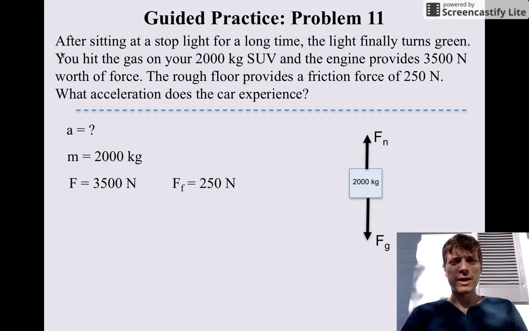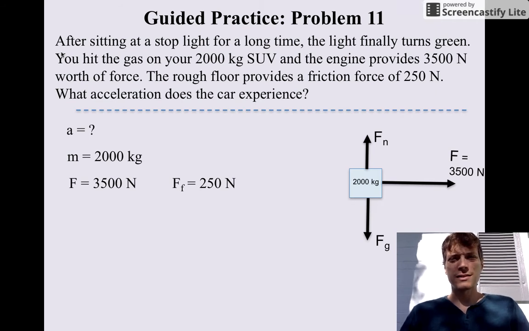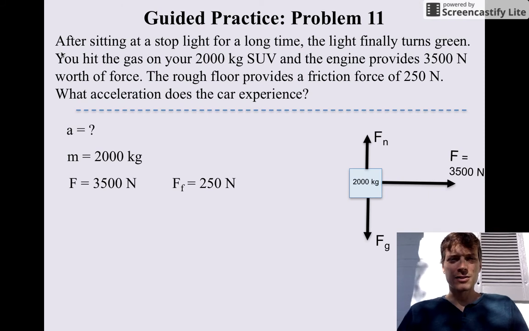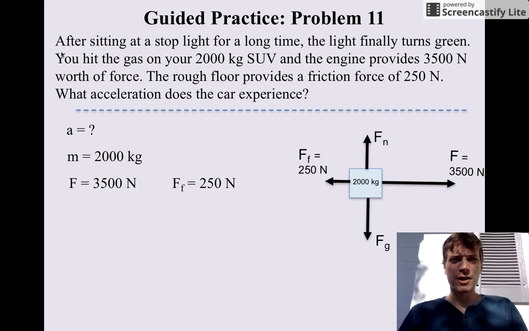Next, we know we have these 2 other forces, the 3,500 and the 250. Well, it doesn't matter which one's right and which one's left. So I picked the 3,500 going to the right. And we know that friction opposes the direction of motion. So the friction force is going to go in the opposite direction here. If we say the object is moving to the right, the engine's pushing it to the right, and the friction's going the other direction.